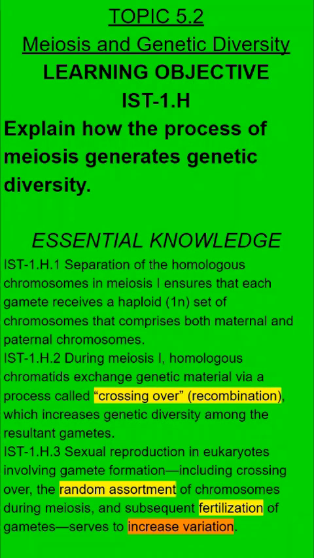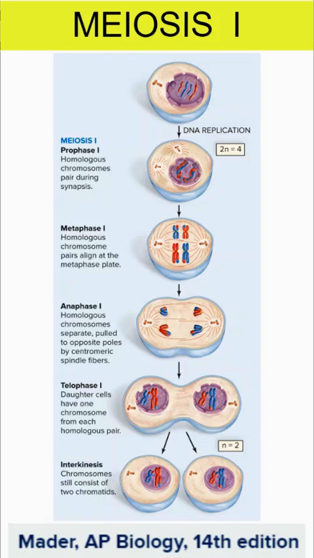Crossing over, random assortment, and fertilization all lead to genetic diversity and variation. So when we think about meiosis 1, sometimes we say we take the chromosomes, we mix them up, and we separate the homologs, or the homologous pair. So what does it mean to mix them up during meiosis 1?